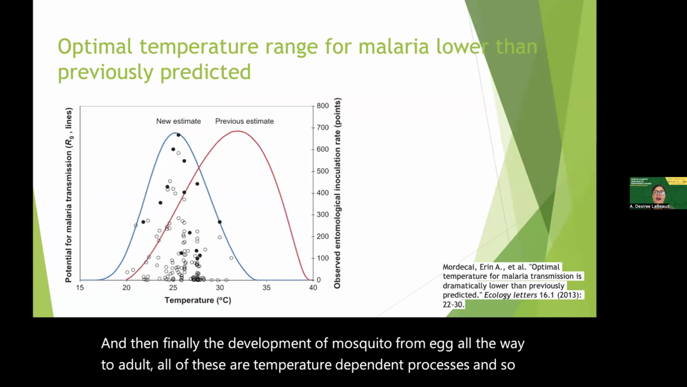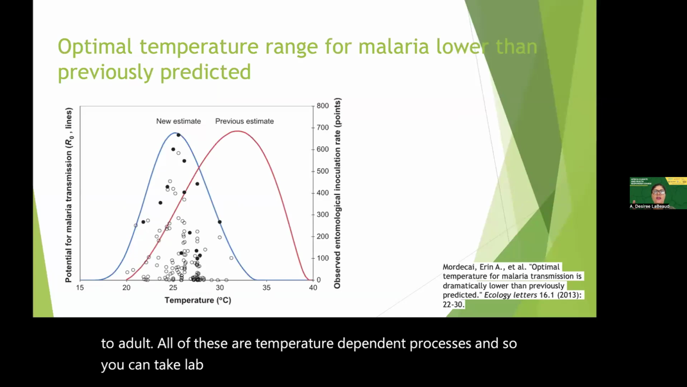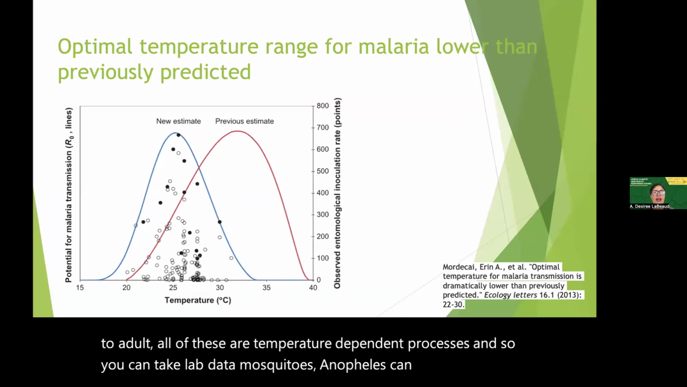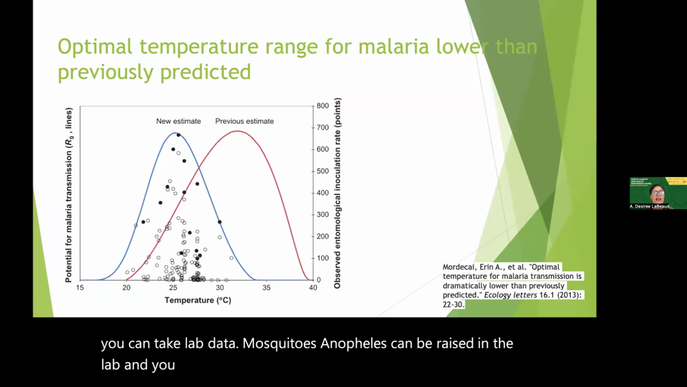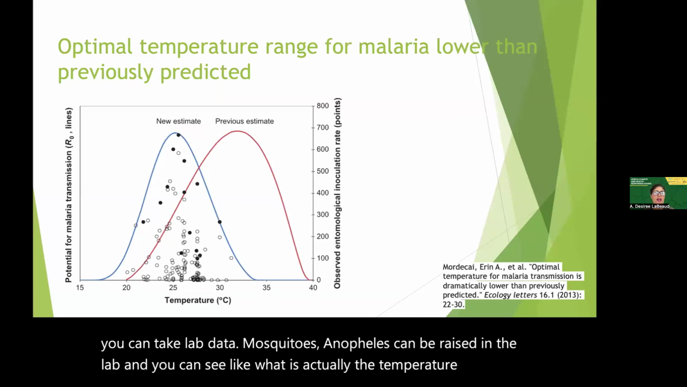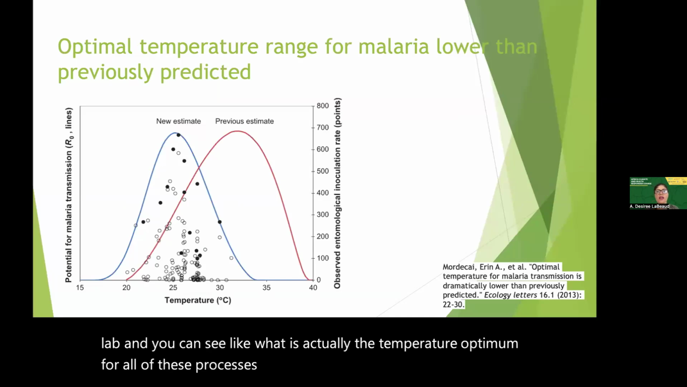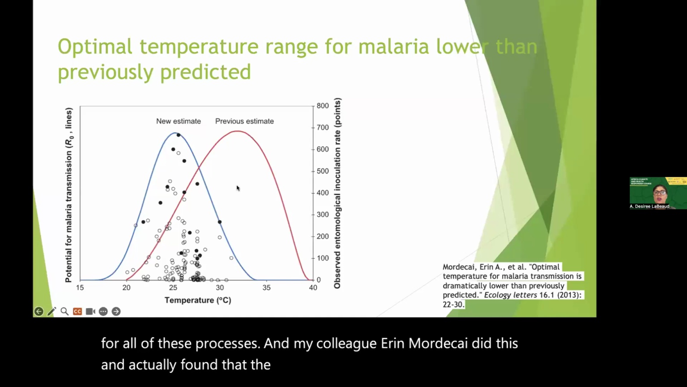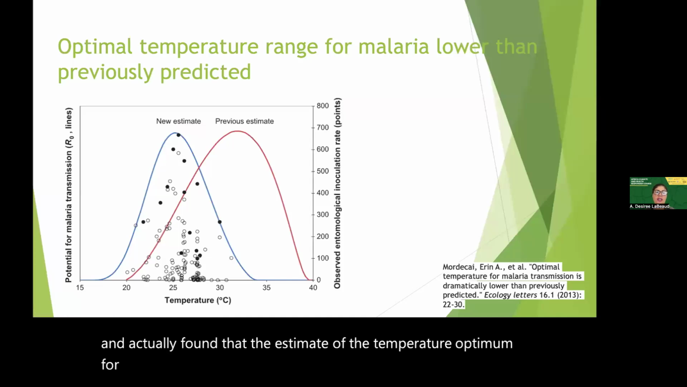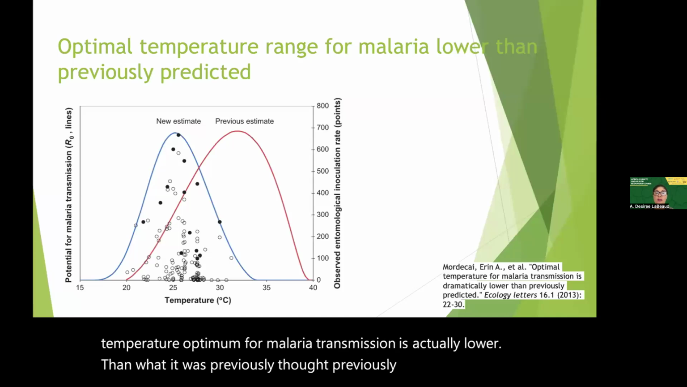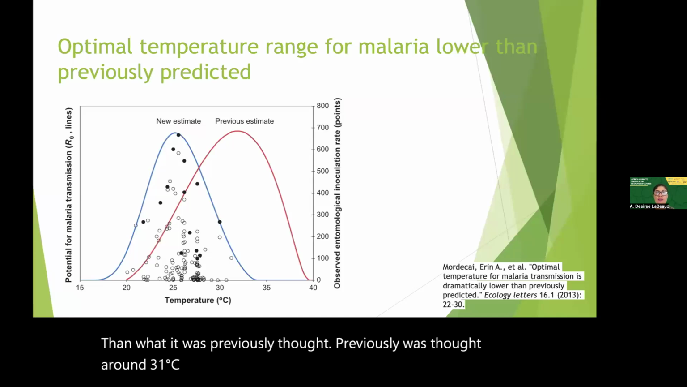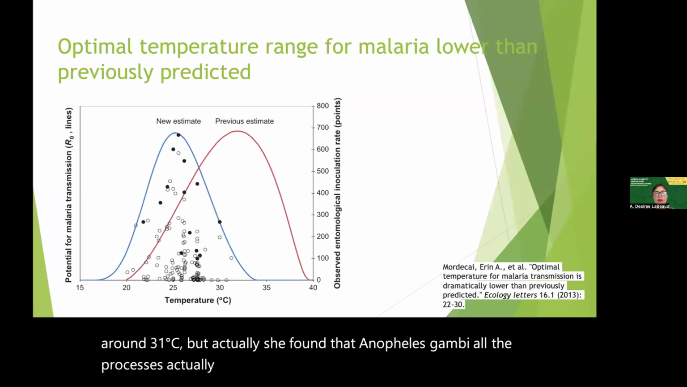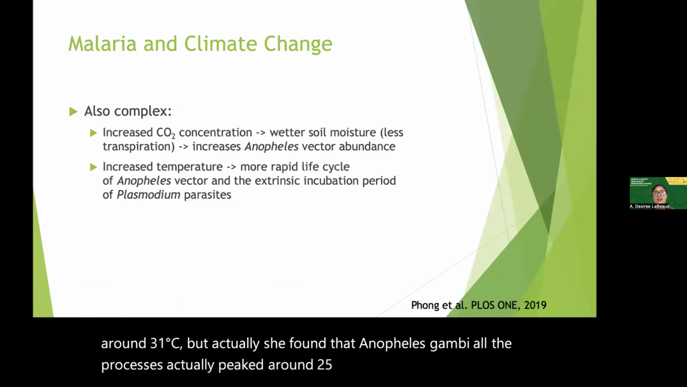And so you can take lab data of mosquitoes, Anopheles gambiae raised in the lab, and you can see what is actually the temperature optimum for all of these processes. My colleague Erin Mordecai did this and actually found that the estimate of the temperature optimum for malaria transmission is lower than what was previously thought. Previously, it was thought to be around 31 degrees Celsius. But actually, she found that for Anopheles gambiae, all the processes peaked around 25 degrees Celsius.